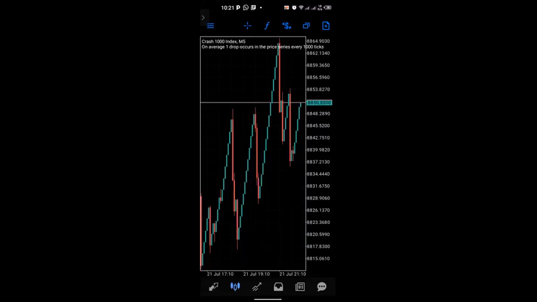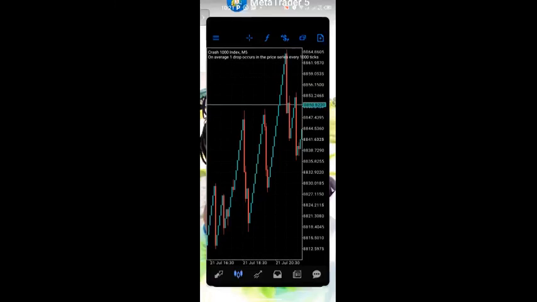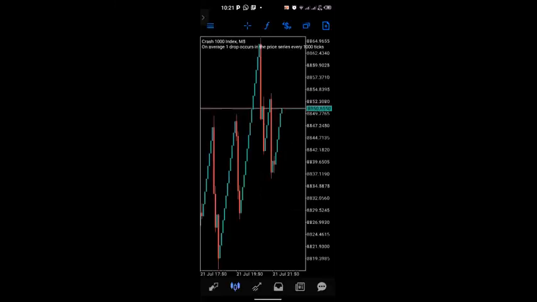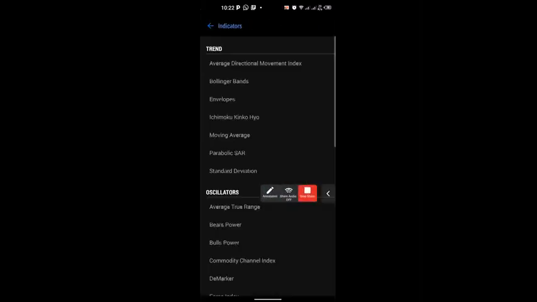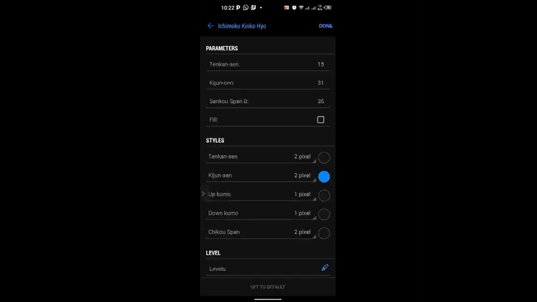Basically the same step. You click on the F. Yes. Okay, so F, and then Ichimoku Kinko Hyo is under the trend. Yes. So what happened is that this is a trend indicator.